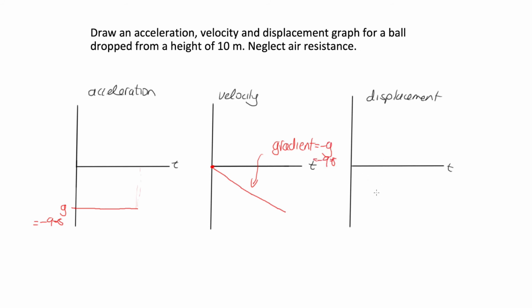And displacement starts from 10 meters, because we're told that it's dropped from a height of 10 meters. Now the velocity is changing at a constant rate, so the displacement graph is actually going to be a parabola. The gradient of the parabola is 0 when the velocity is 0, so this is going to be a parabola like this. And then when the displacement is 0, that's when it reaches the surface of the Earth.